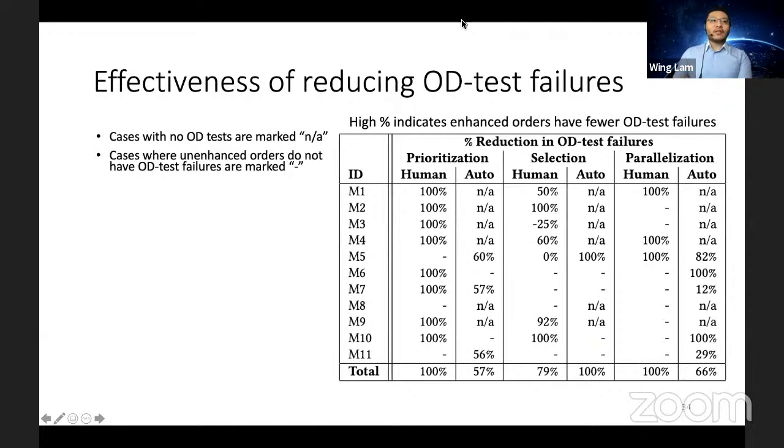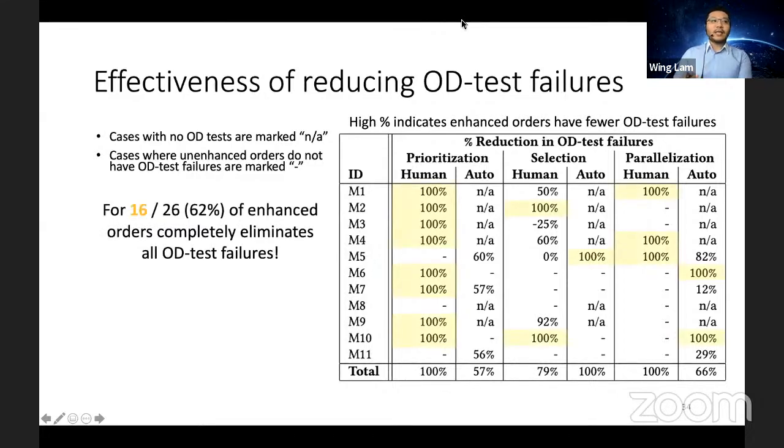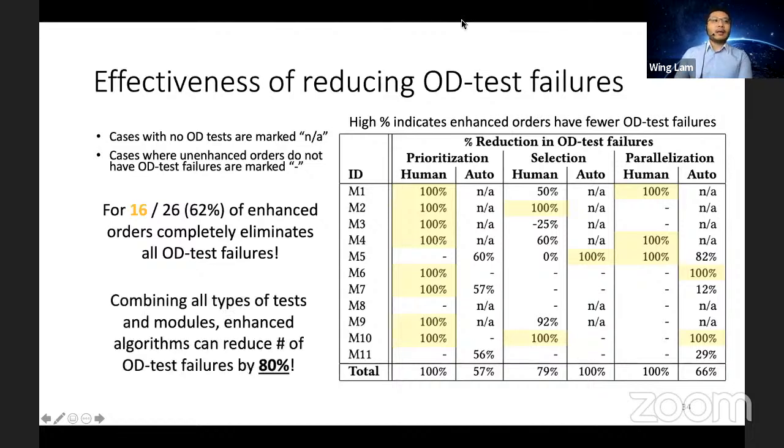Overall, in terms of the effectiveness of reducing order-dependent test failures, we see that for 16 of the 26 enhanced orders that we looked at here, that turns out to be about 62% of them, we can actually completely eliminate all order-dependent test failures. We also see that when you start combining these different types of tests and the modules together, the enhanced algorithms overall can reduce the number of order-dependent test failures by about 80%.